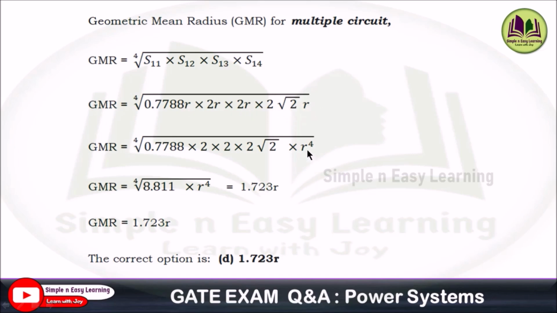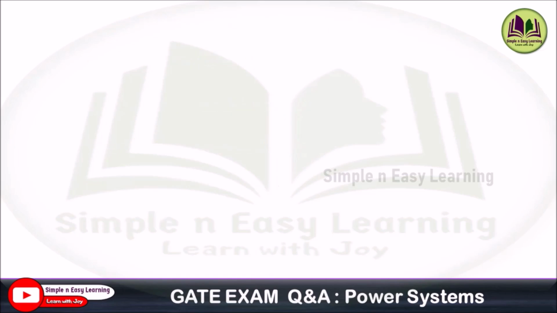Taking r as common, you get r to the power 4, and multiplying the terms you get 8.811 r to the power 4. The 4th root of 8.811 is 1.723 r. So the GMR is 1.723 r. Out of the 4 options, the correct option is option D, that is 1.723 r. Now we move on to the second question.